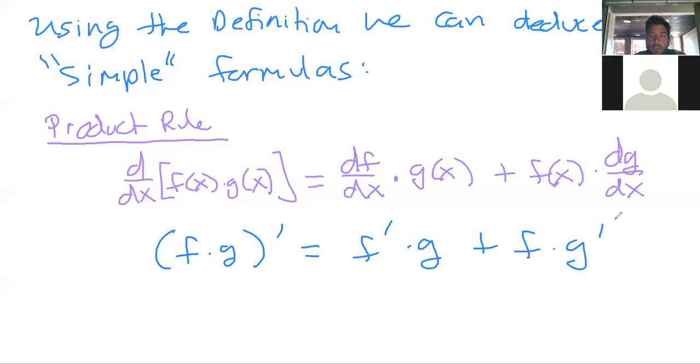Now, when I say at the top of this screen, using the definition, that's exactly what I mean. If you wrote out the limit as h goes to 0 and did all the algebra and did some creative manipulations, at the end of the day, when you took your limit, what you would see is this thing on the right, f prime times g plus f times g prime.